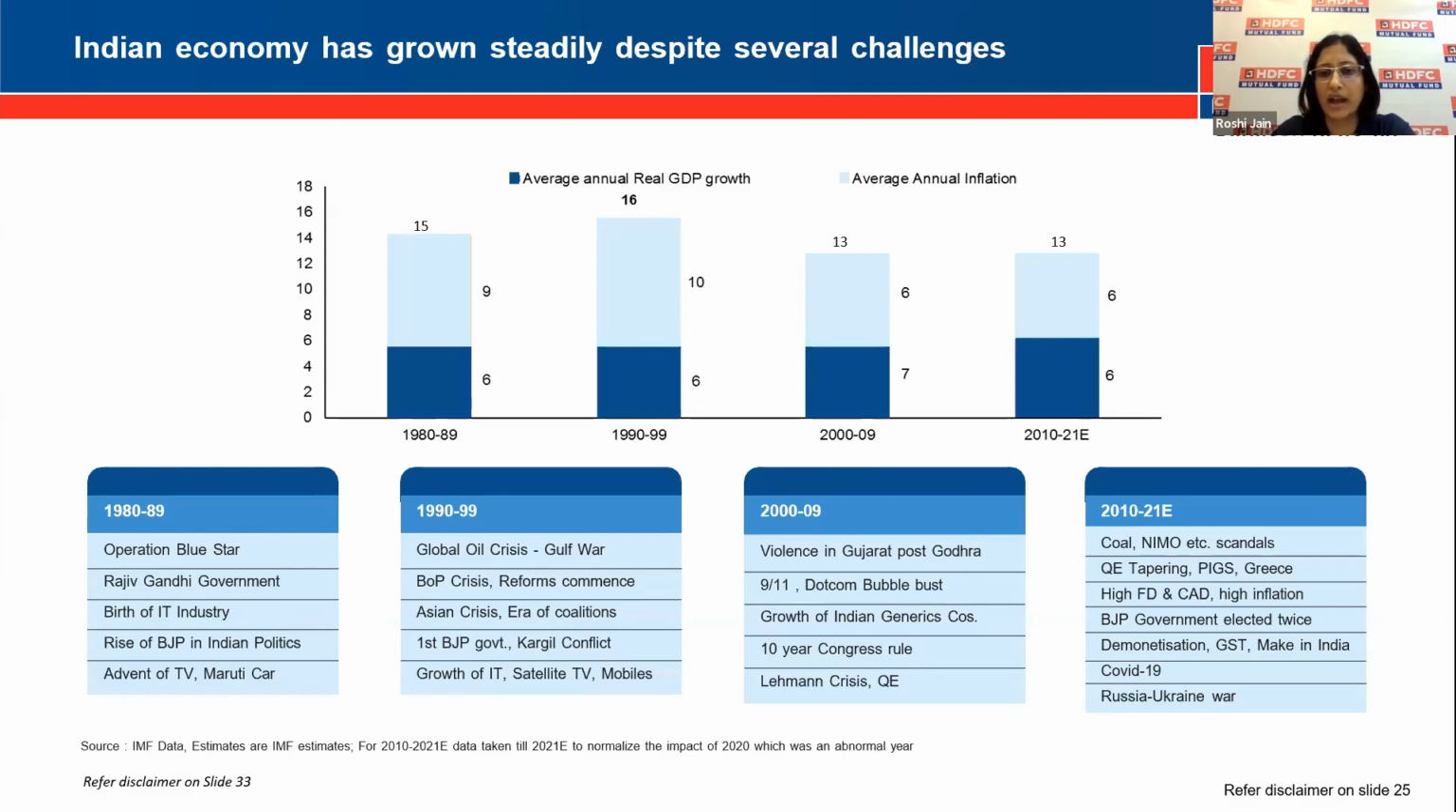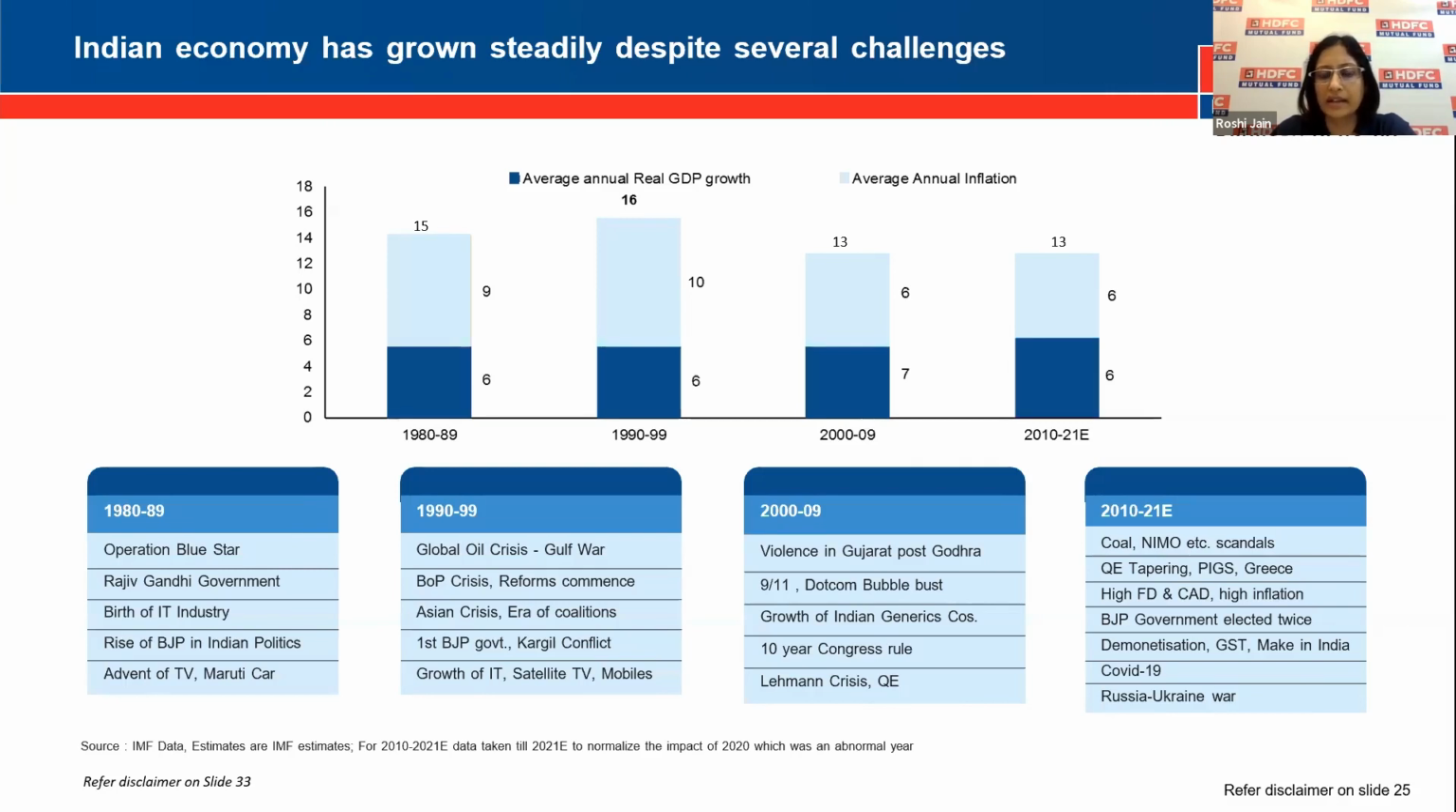But if you look at the last 4 decades, every decade probably has seen some or the other event of huge impact to either the Indian economy or the world economy. But you will see that the real GDP of the country has actually, over a longer term time frame, stayed steady in that 6-7% kind of ballpark.